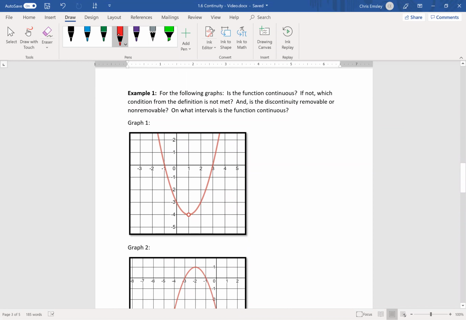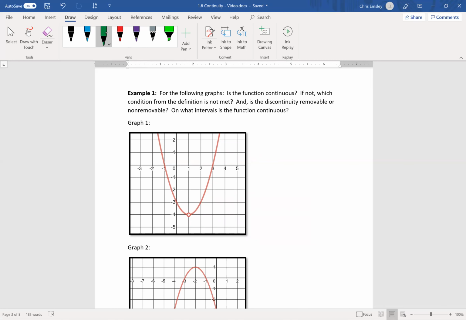In this example, it says for the following graphs, we want to answer these questions. First, is the function continuous? If not, which condition from our definition was not met? So if you say it's not continuous, I want you to be able to tell me why. And then, if it is not continuous, is that discontinuity a removable or non-removable discontinuity? And finally, if it's not continuous on the whole interval, on all real numbers, on what intervals is it actually continuous?